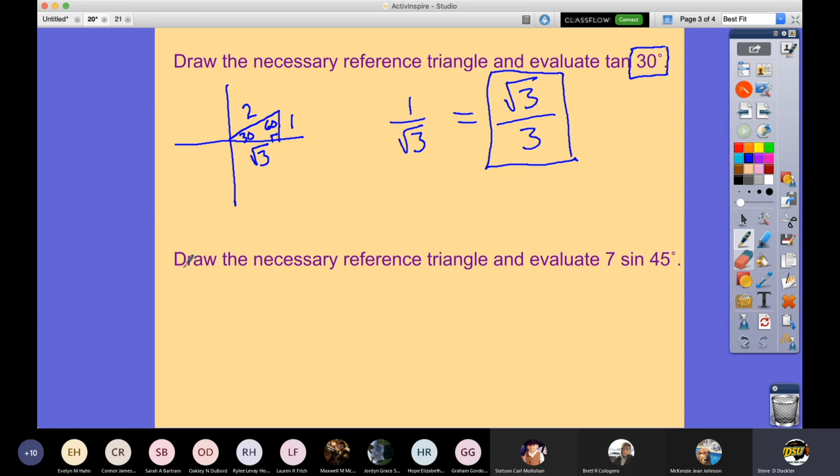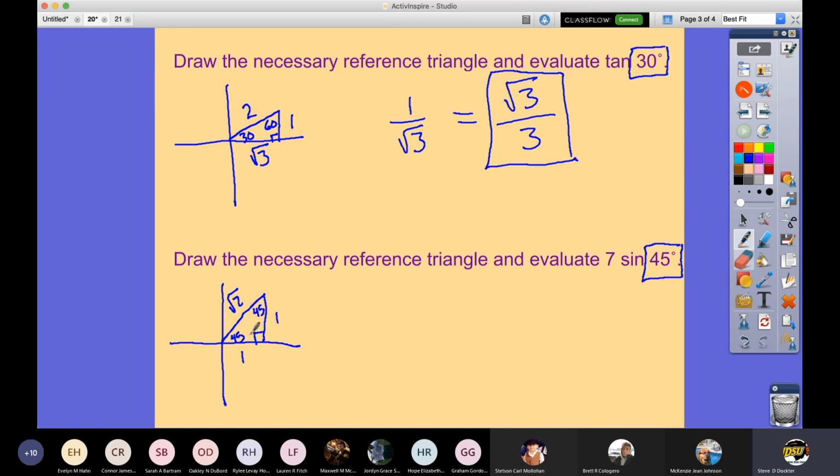For the next one, draw the necessary reference triangle and then evaluate 7 times sine of 45. The same thing that we did before, we're going to deal with this 45-degree angle first and draw out our triangle, still in the first quadrant. This would be our 45-degree angle. We have a 90 here, which would make this a 45 also. Now we know our 2 legs are going to be the same, so those are both 1s, and then this would be the square root of 2.